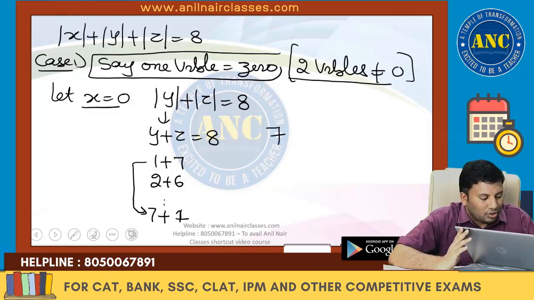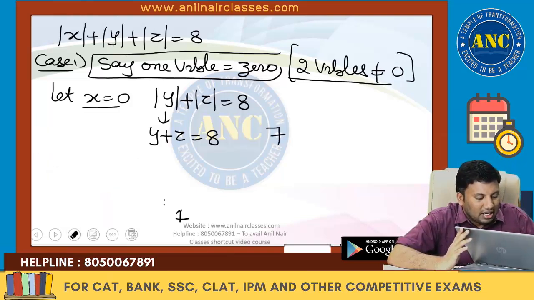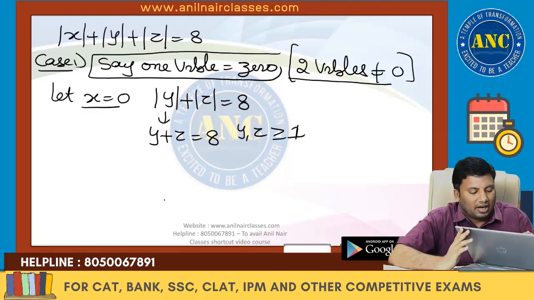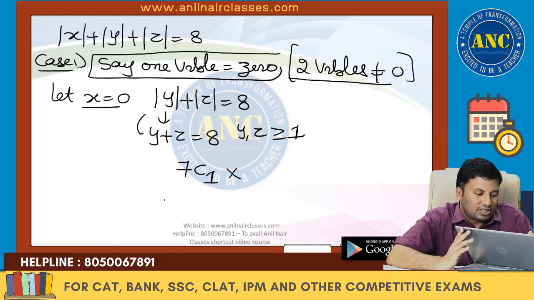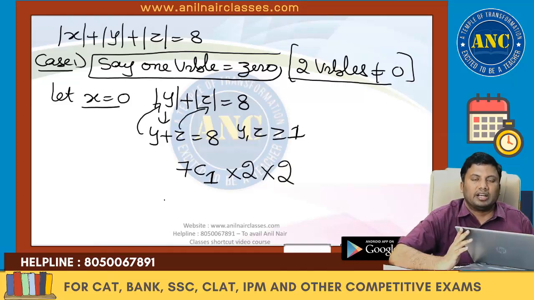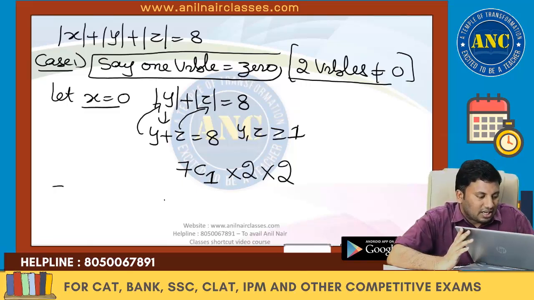Or you don't need to do all this. Anyway, I discussed the positive integral solution. You can use those positive integral solutions. Now see, y and z not equivalent to 0 means y and z greater than or equivalent to 1. 8 balls, there are 7 gaps, 7C1. Y means inside positive, inside negative, into 2. Again, Z means inside positive, inside negative. 7C1 into 2 into 2. Similarly, this is the case.